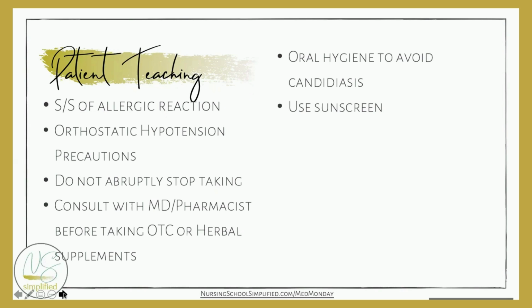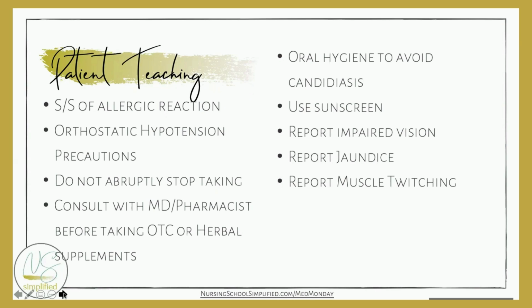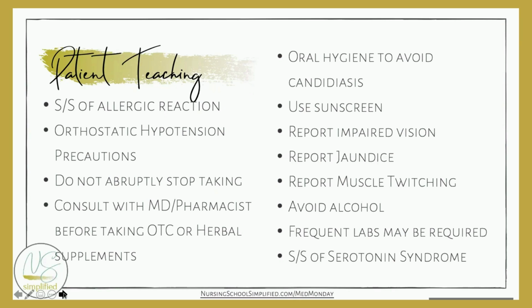We want them to use sunscreen because of the photosensitivity. We want them to report impaired vision, report jaundice because it could be affecting our liver, report muscle twitching, avoid alcohol, and that they may have to have frequent labs drawn. And we want to teach them the signs and symptoms of serotonin syndrome.